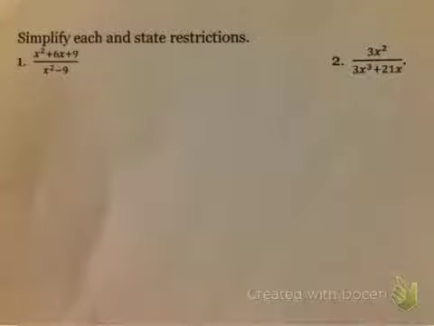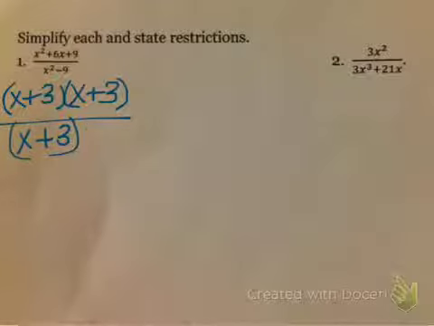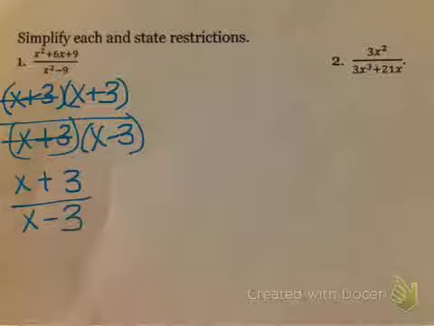Okay, so just like I simplify a regular fraction, I need to find common factors. So from what we just did, we're going to factor the numerator and the denominator, all of our factoring. So this is just a trinomial, plus 3 over x plus 3 times x minus 3. Common factors are x plus 3, so that cancels. My answer is x plus 3 over x minus 3.